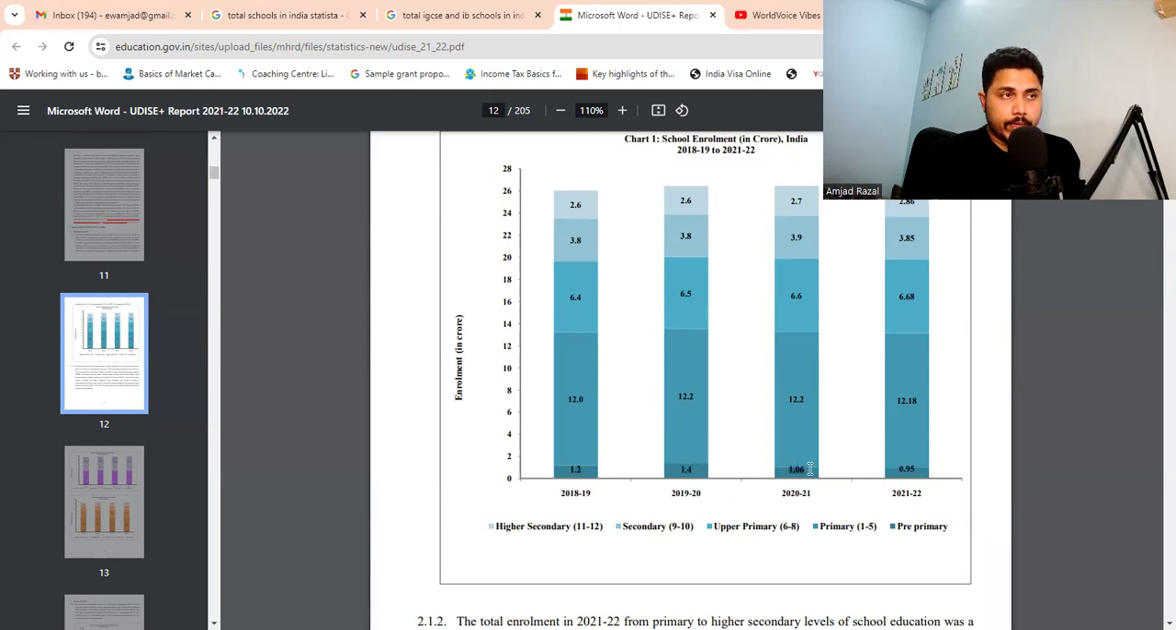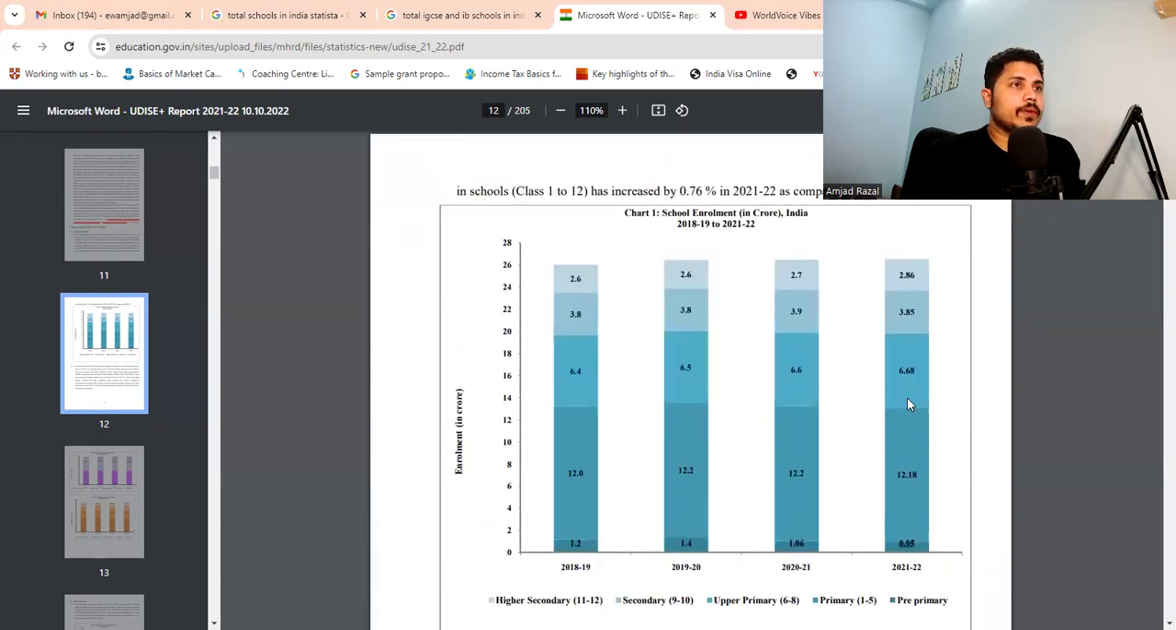Because of lockdown or any other reason, it was 1 crore only. And then in 2020-21 and 21-22, 0.95 crores. You can see the difference. Here and there, somewhere there is growth, somewhere there is decline.